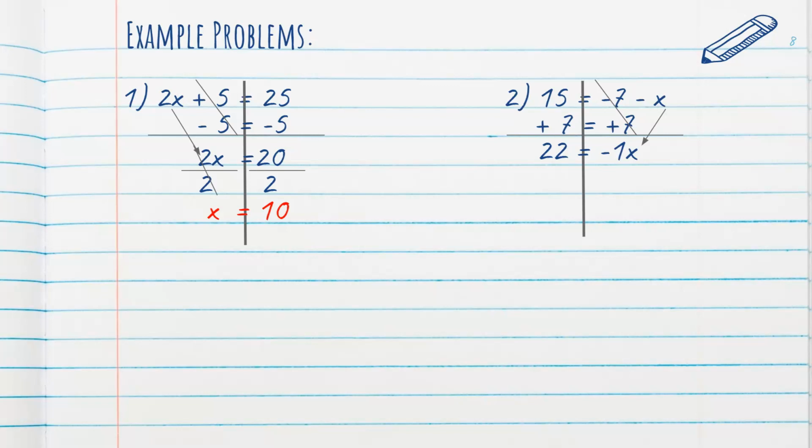So when I look at this, Ayla, what am I going to have to do to get rid of that negative 1? I'm going to divide. And I'm dividing by that negative 1. Okay? So you don't change the sign when you're dividing. You just divide by that same number, because negative 1 divided by negative 1 gives you a positive 1, which means it cancels away. So we should get x equals negative 22.